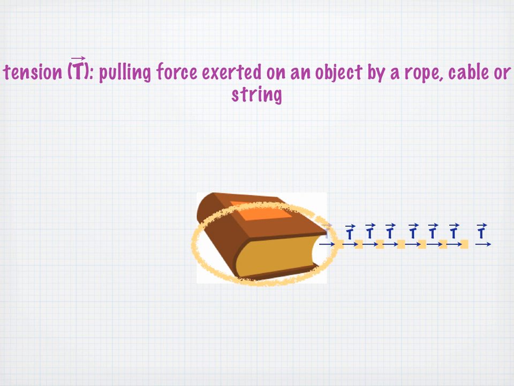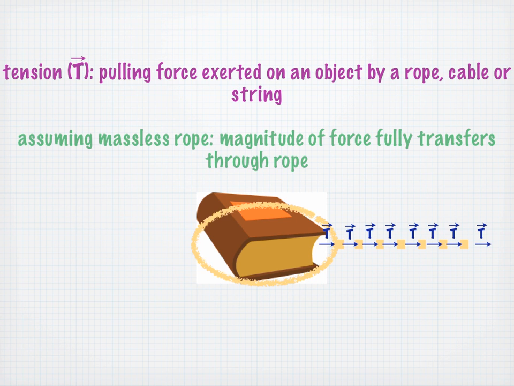When we're working introductory physics problems, we usually assume that ropes, cables, and strings are massless. If the rope particles do not have any mass, it doesn't take any force to accelerate them, so the magnitude of the tension applied to the far right end of the rope gets fully transferred to the other end of the rope without being diminished. This applies even if our rope is bent around a massless, frictionless pulley.